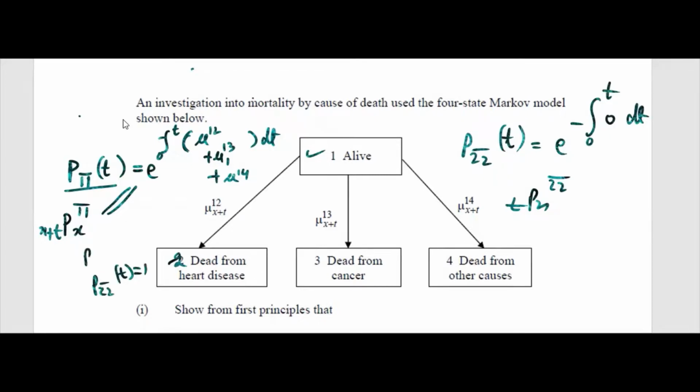What is P22T? You can use Kolmogorov's differential equation or backward differential equation, and there also you will get 1. Directly also you can deduce that P22T is always 1, because if someone is in the dead state, he or she will not be able to go out of this state. This is an absorbing one. So P22T is 1.